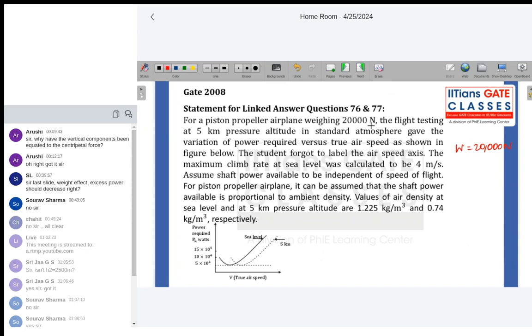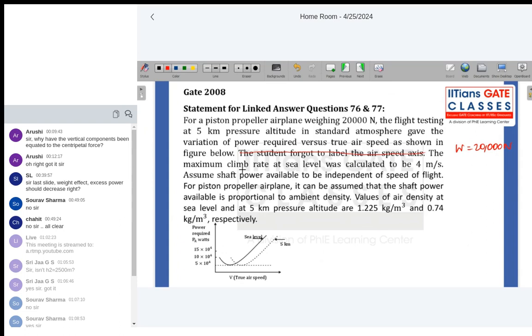The flight testing at 5 km pressure altitude in standard atmosphere gave the variation of power required versus true airspeed as shown in the figure below. So what they have given is the power required curve for sea level and at 5 km altitude. The student forgot to label the airspeed axis. Some information which you don't require is also given.